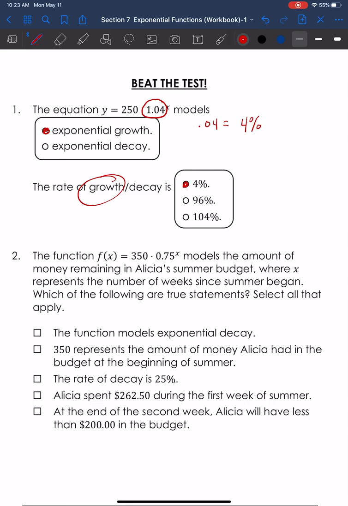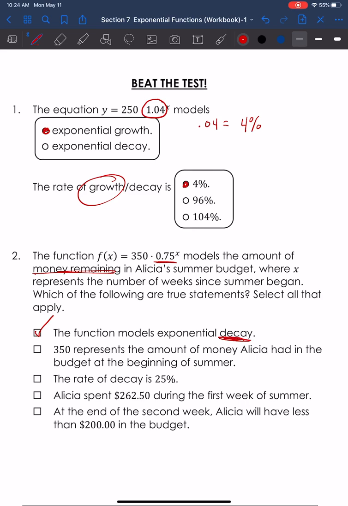The next one: the function f of x equals 350 times 0.75 to the x models the amount of money remaining. That's going to be important. The amount of money remaining in Alicia's summer budget, where x represents the number of weeks since the summer began. Which of the following statements are true? Select all that apply. The function models exponential decay. Well, we have a common ratio that is less than 1, so that would be true. This does model decay.